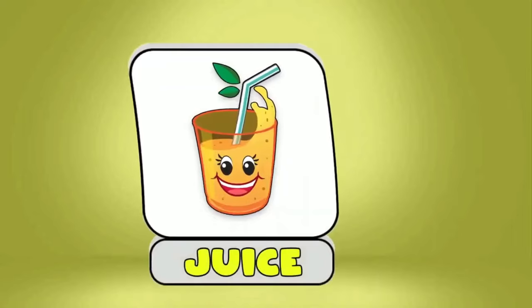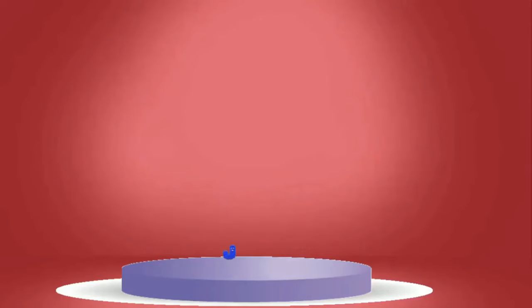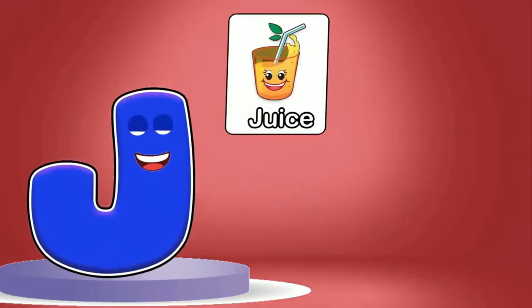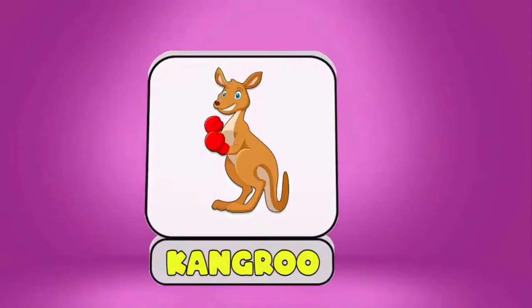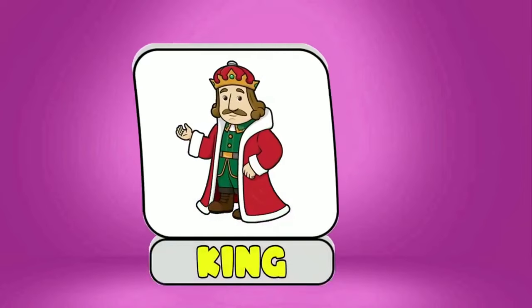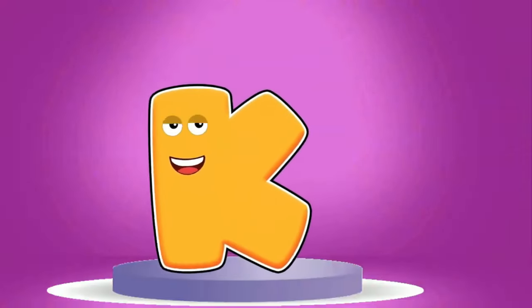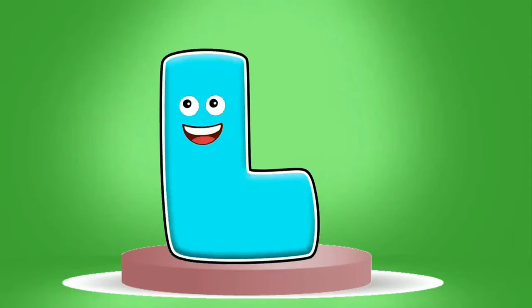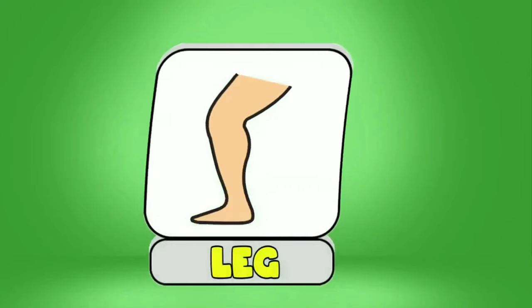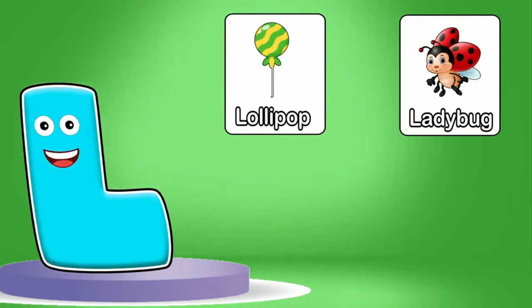This is J. J is for juice, jet, jar. J. Juice, jet, jar. This is K. K is for kangaroo, king, kid. K. Kangaroo, king, kid. This is L. L is for lollipop, ladybug, leg. L. Lollipop, ladybug, leg.